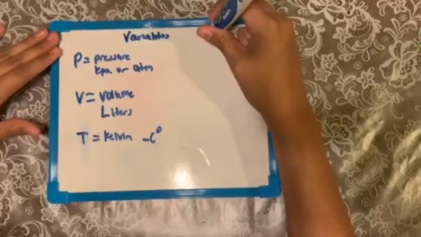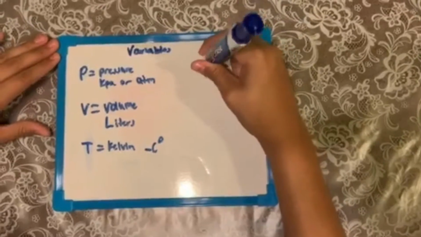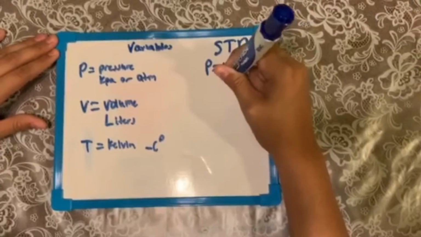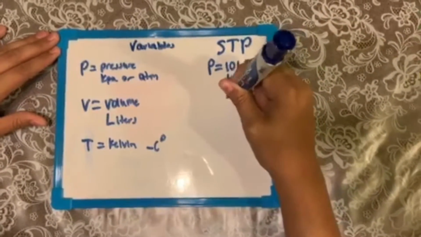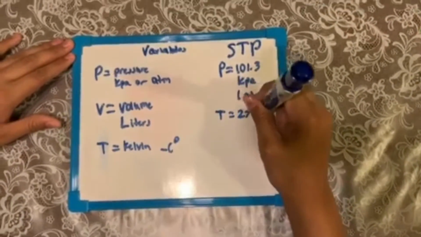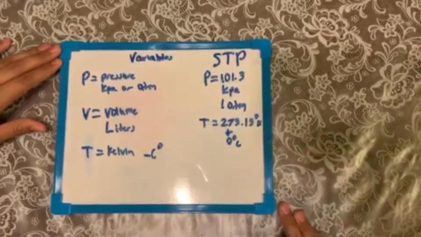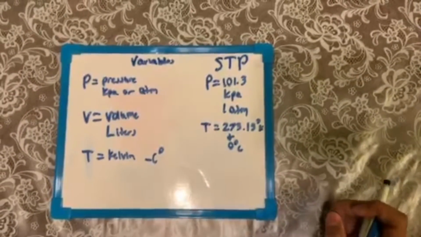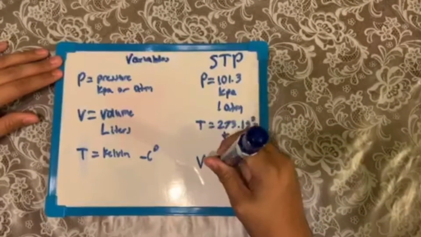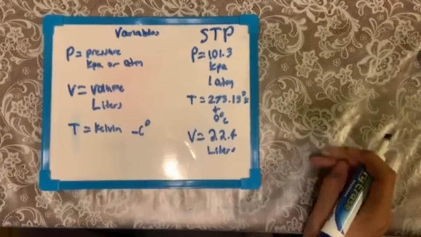Next up, let's talk about STP, standard temperature and pressure. For pressure, the standard pressure is 101.3 kPa or 1 atm. For temperature, it is 273.15 Kelvin, as it is equal to 0 degrees Celsius. And even though it's not included in the STP name, you also have to take into account volume, whose standard form is 22.4 liters, because that is how many liters make up a mole.